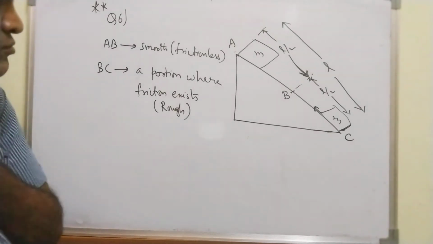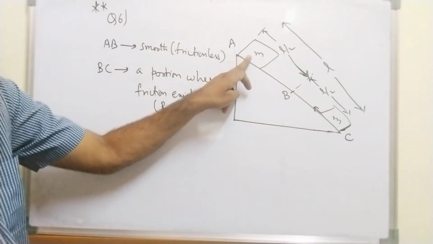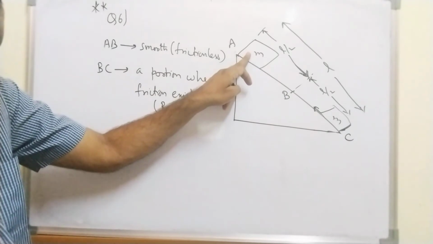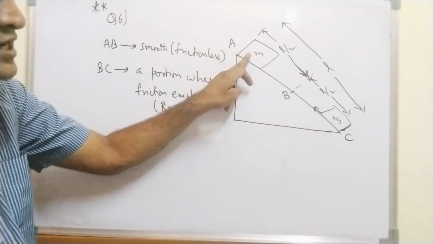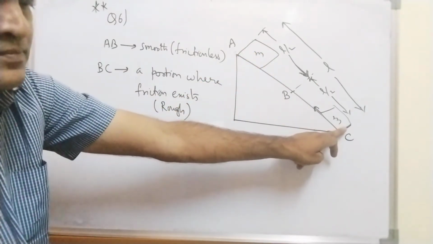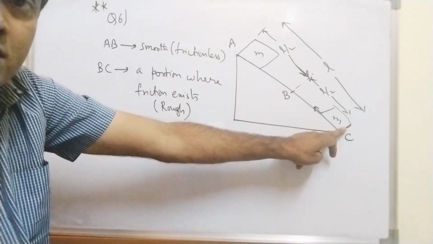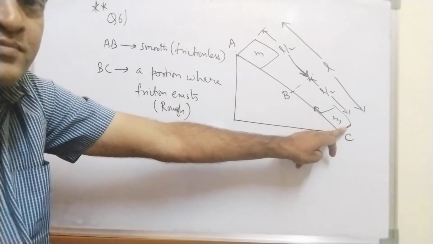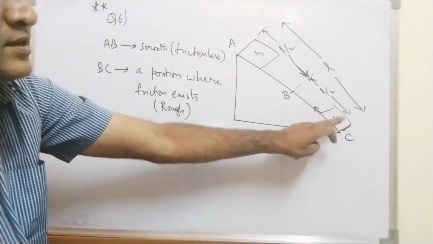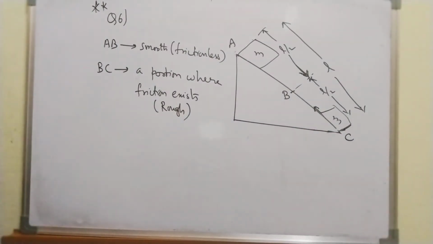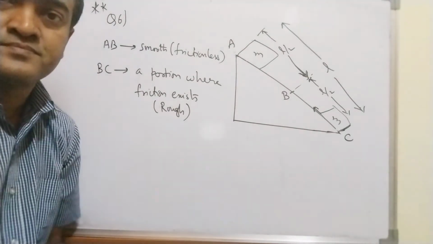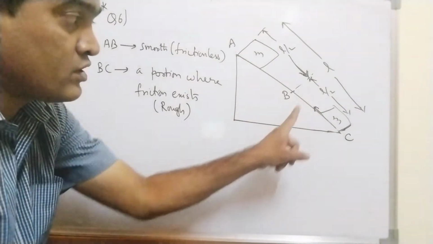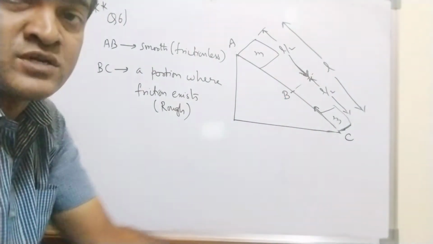Question is, body starts from A. Initially it is at rest. So body starts from A at rest and comes to C, finally becomes rest. So it comes to rest at point C. Then find mu. I want the value of mu during the portion BC.